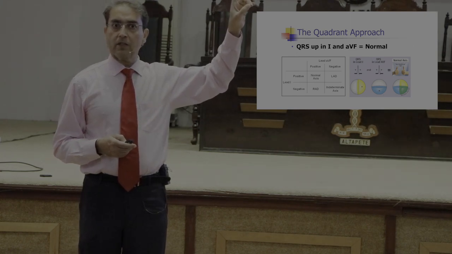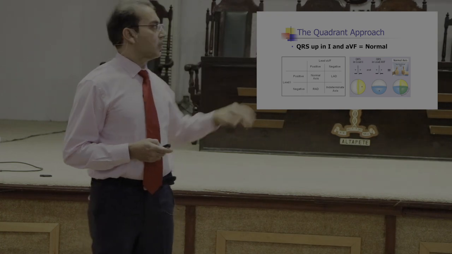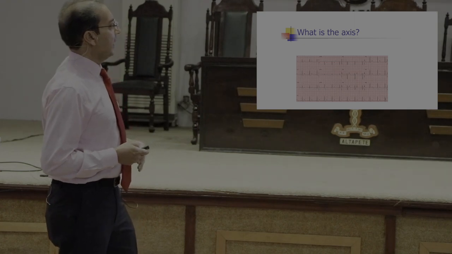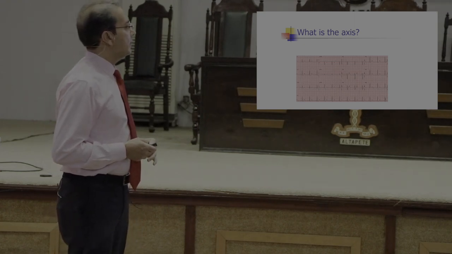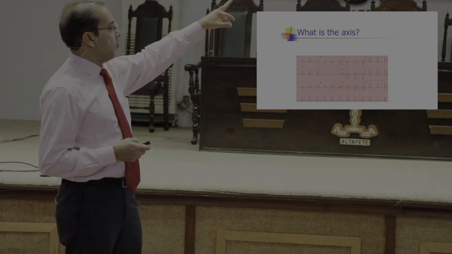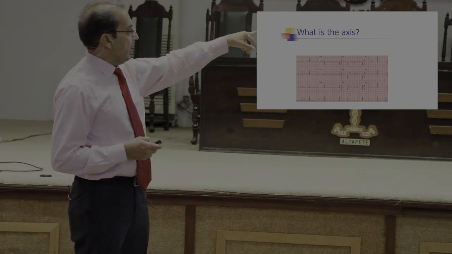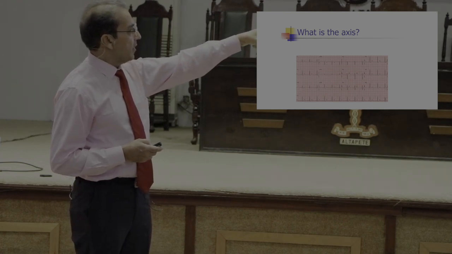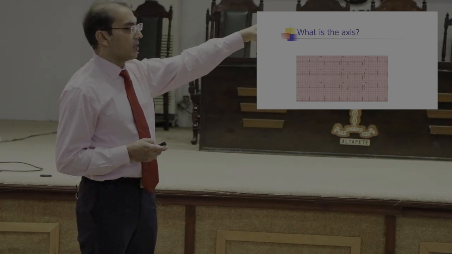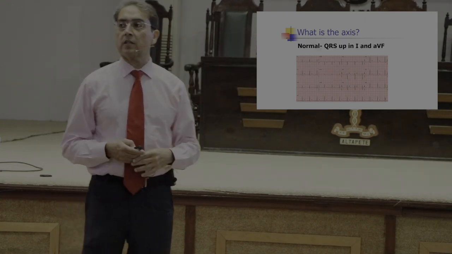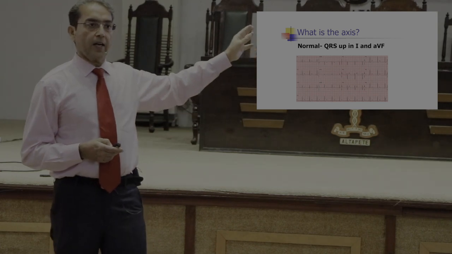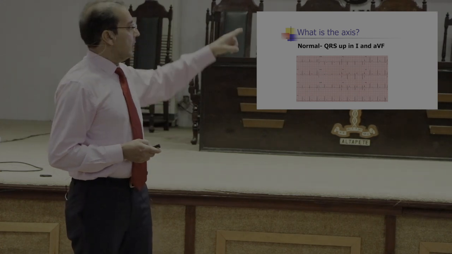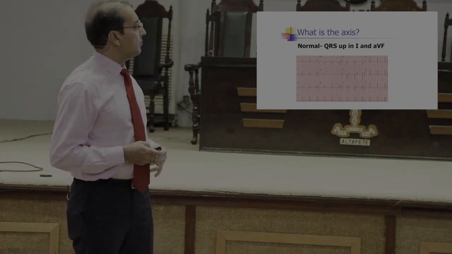This is more difficult? So remember the easy one. Now, what is the electrical axis in this ECG? You see, lead 1 is upward. Lead AVF, if you see the third line, the second one, is the lead AVF. This again is upward. So this is a normal QRS axis. Lead 1 and lead AVF both are positive, so this is a normal electrical axis. Lead 1 is upward, lead AVF is upward as well.